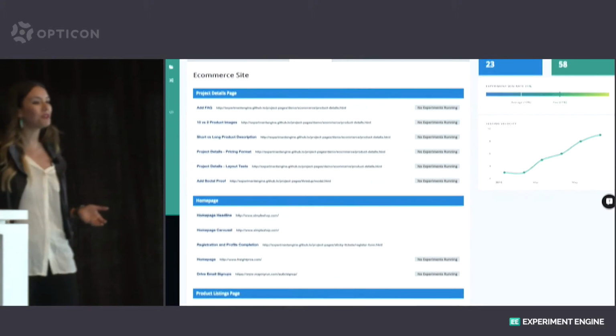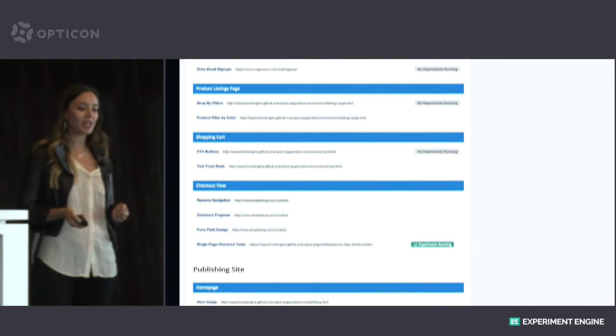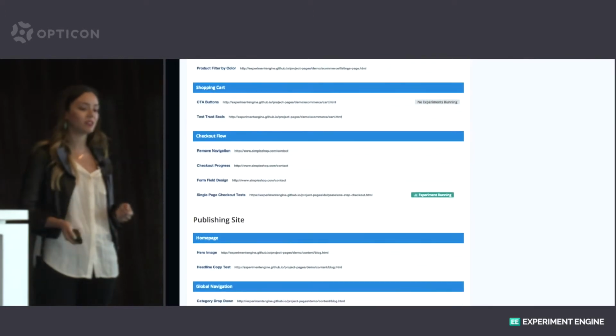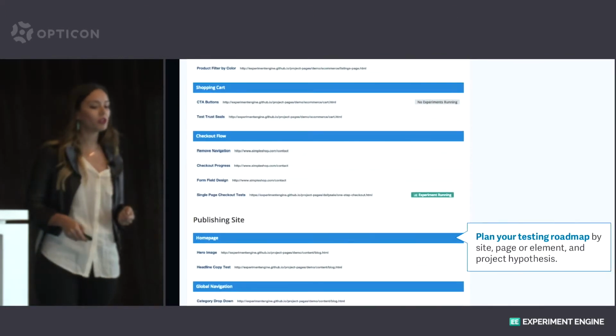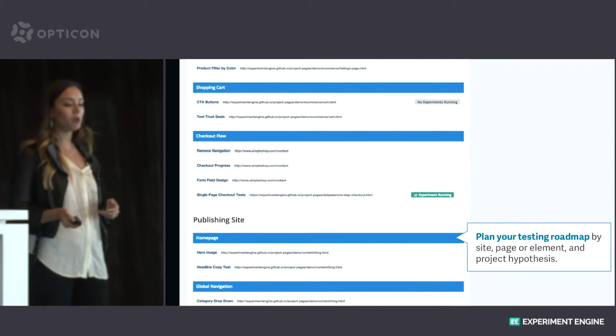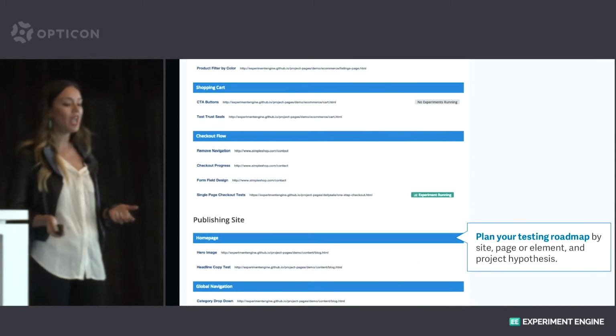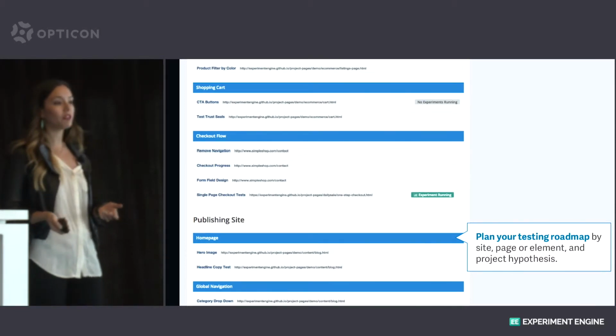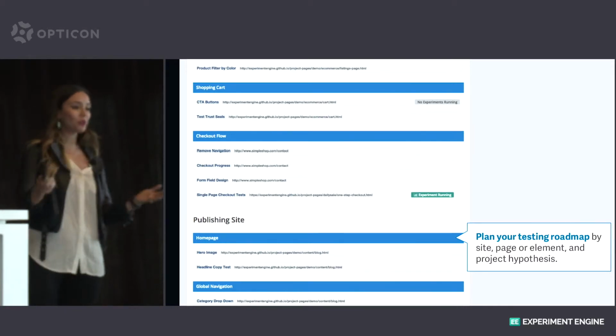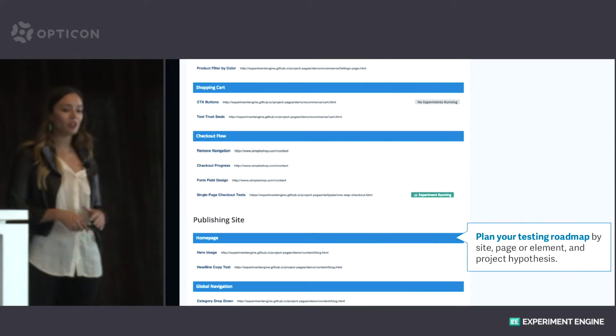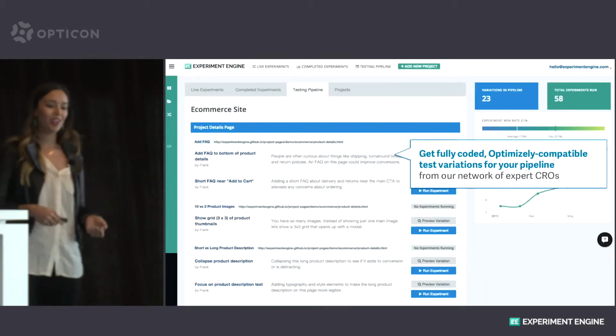So instead of those spreadsheets, what we have in Experiment Engine is your testing pipeline or testing roadmap. And this is where you can put in what sites you're managing, what pages, which touch points, and build your list of hypotheses around what you want to test. So it's great. You have your e-commerce site, you have your shopping cart page, and you have all these hypotheses around how to test it. Then what do you do?